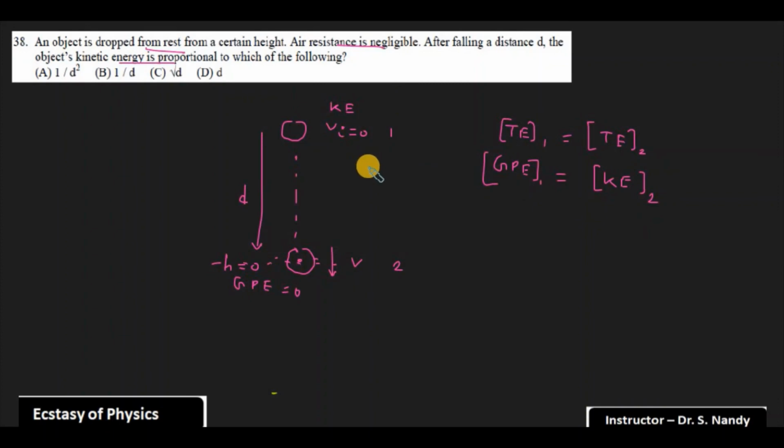Now the gravitational potential energy at position 1 can be written as m times g times d, and the kinetic energy at position 2 we can keep as it is, because they are asking what the kinetic energy is proportional to. So m and g both are constant. From there we can directly say mg is proportional to d. That means the option is D.